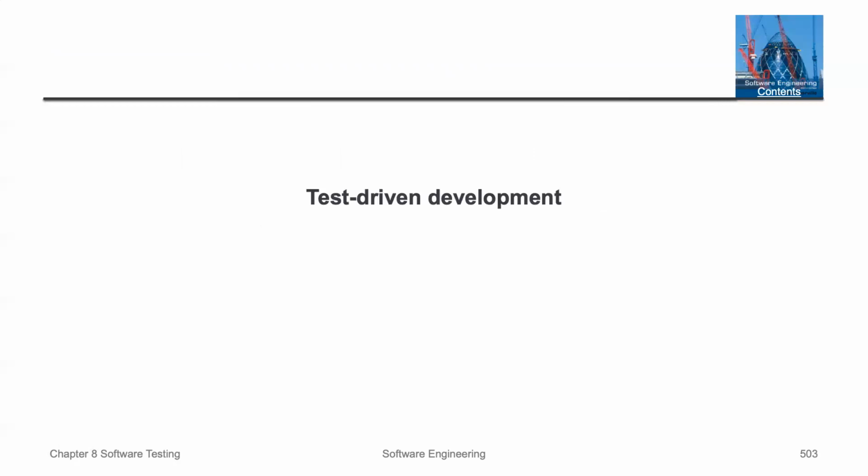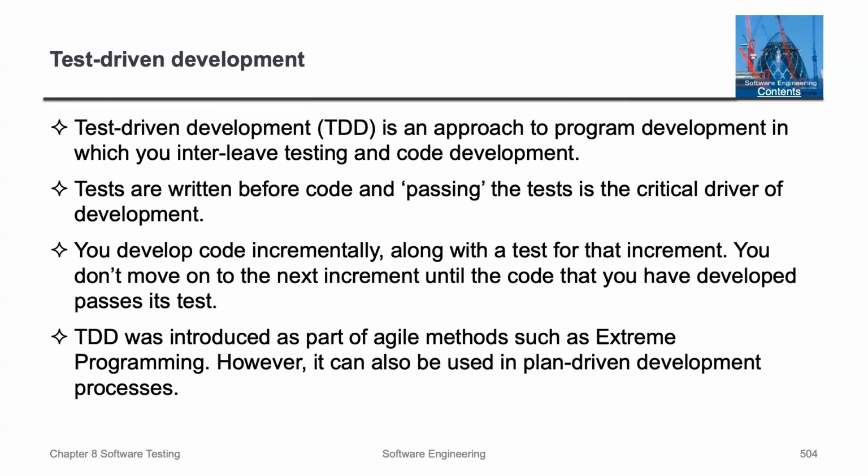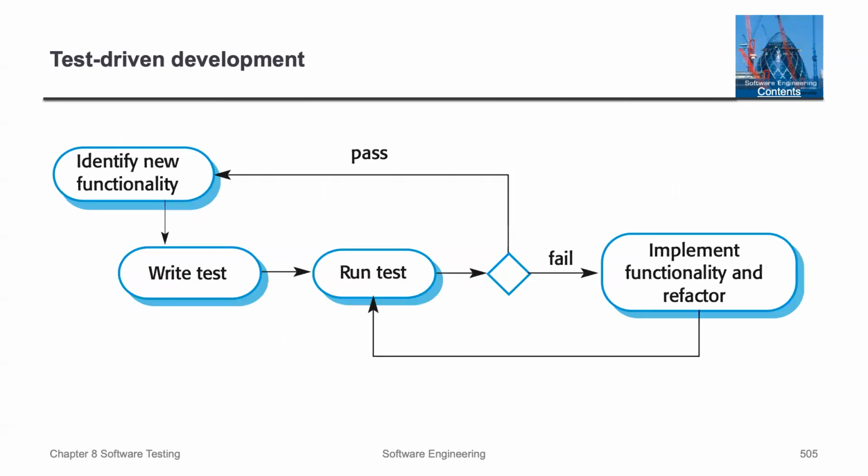What about test-driven development? Test-driven development is an approach to program development in which you interleave testing and code development. Tests are written before code, and passing the test is the critical driver of the development. You develop code incrementally, along with a test for that increment. You don't move on to the next increment until the code that you have developed passes its tests. Test-driven development was introduced as part of agile methods such as extreme programming. However, it can be used in plan-driven development processes as well.